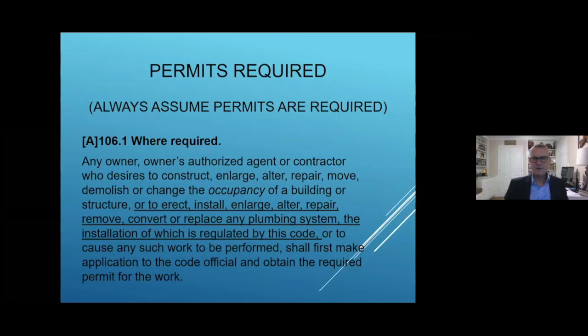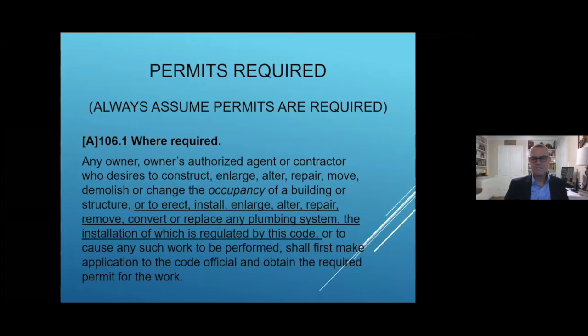I don't expect you to read all these slides. I put a lot of code commentary in here, exact code language that's printed. I'm really trying to focus in on one or two of the key items, and I've underlined those particular items. The reason I say permits are probably always going to be required for rainwater systems is because of what's underlined there: if you erect, install, enlarge, alter, repair, remove, convert, or replace any plumbing system. So if you're altering these things, extending them, or interfacing with another system, which is the case with a rainwater system that the code regulates, and I've already identified that the plumbing code and residential code both talk about rainwater systems, you have to have a permit.